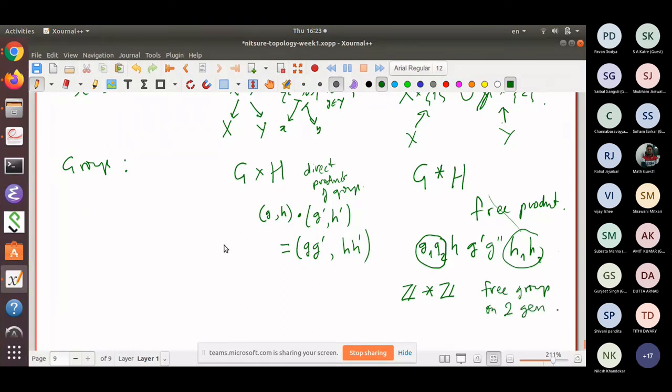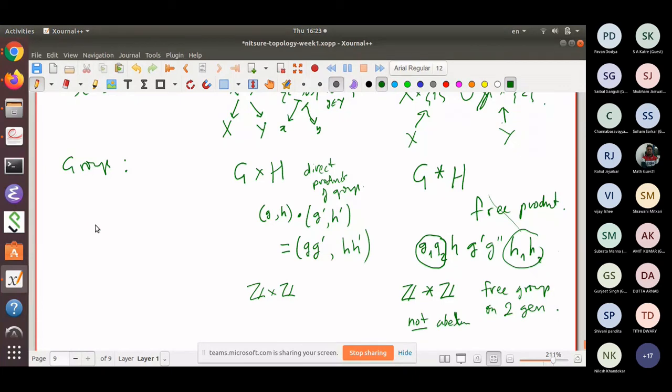All right. Here the Z product with Z will be Z direct sum Z. Here it will be Z direct sum Z. This is commutative. This is not commutative. Not abelian. So even if you begin with two abelian groups, their free product may not be abelian. The direct product will remain abelian.